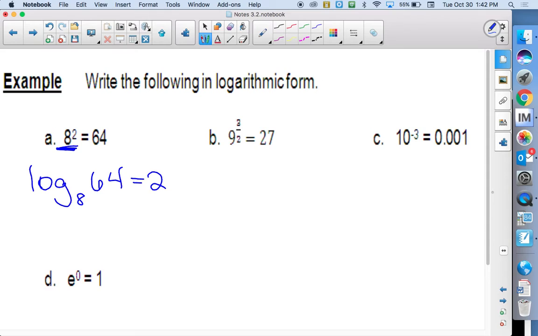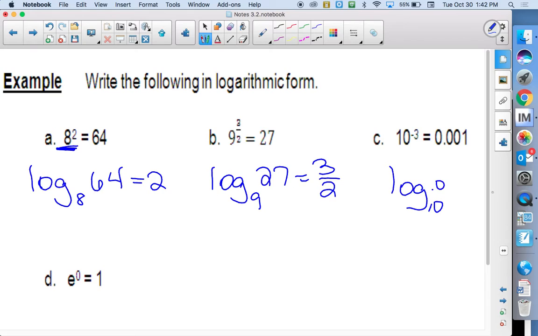Michael, how about letter B? 9 to the 3 halves equals 27. Log base 9 of 27 equals 3 halves. Good. So the base is still 9. It's the x and the y that are flip-flopping. And Kayla, how about letter C? Log base 10 of 0.001 equals -3.